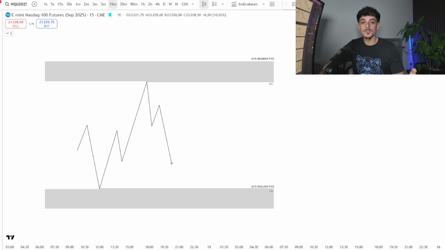Before we get into all the setups you could have caught this week, let me show you guys what the inversion fair value gap strategy is. First, let's do the bearish scenario.